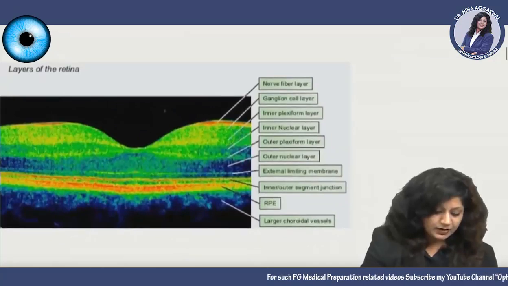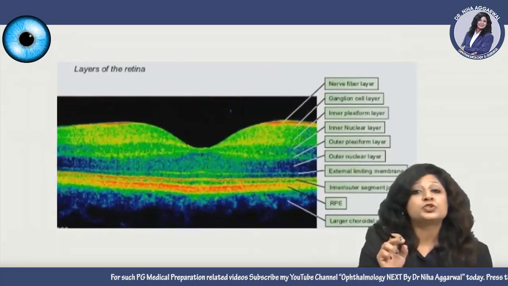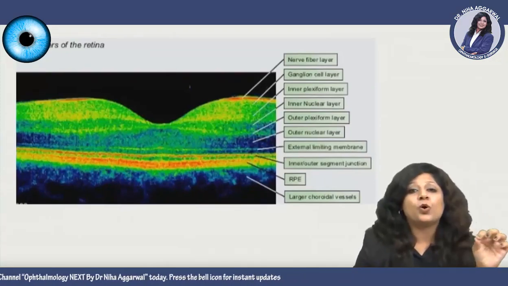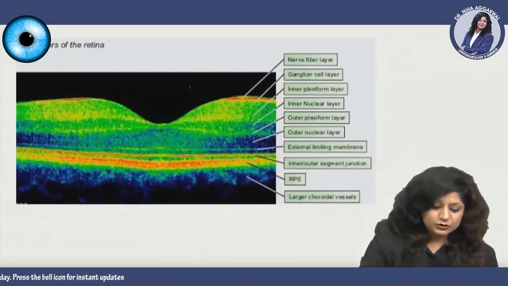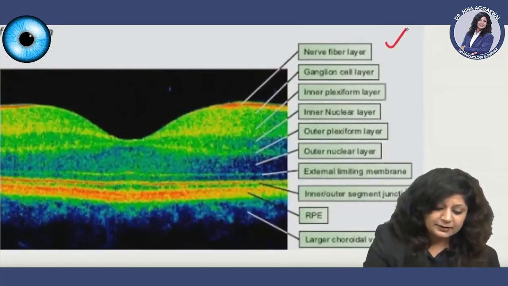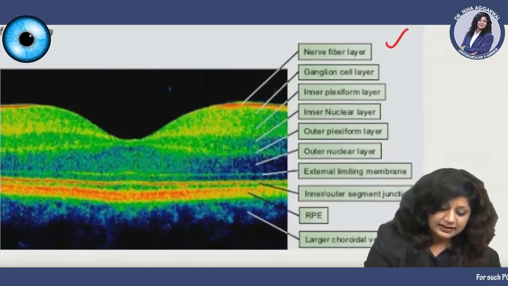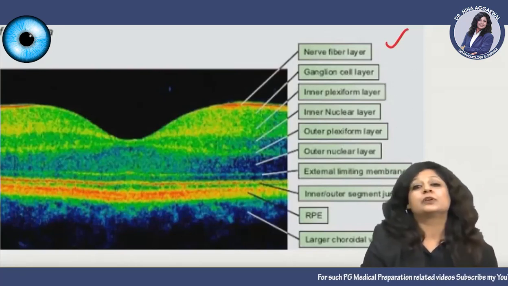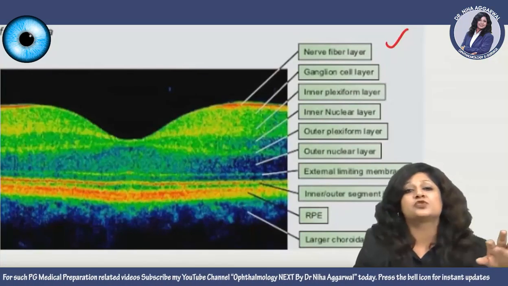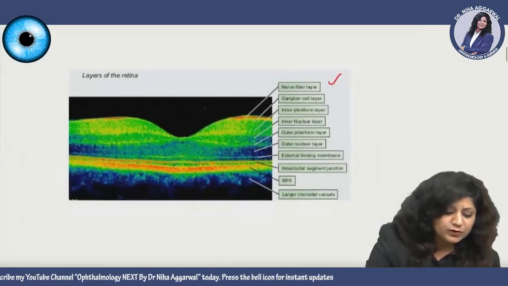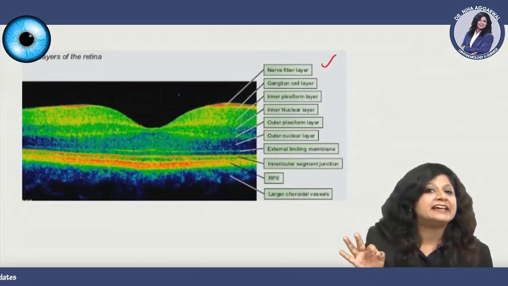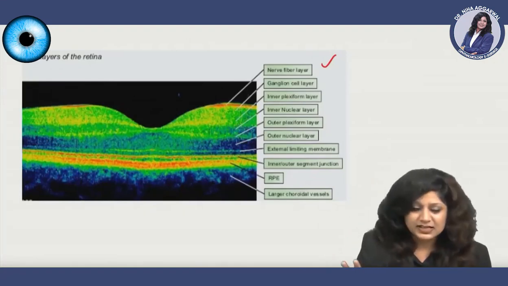Okay. Now this is just to show you that we can actually delineate all the 10 layers on the OCT. So on our level, when I want to see what is the problem with the nerve fiber layer, what is the problem with ganglionic cell layer, then inner plexiform, inner nuclear, outer plexiform, outer nuclear, and all the layers, then you can actually do it on OCT. This is a beautiful picture of a normal retina showing all the 10 layers on the OCT. Alright.